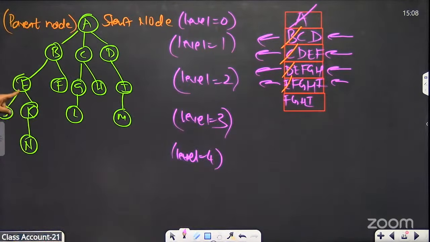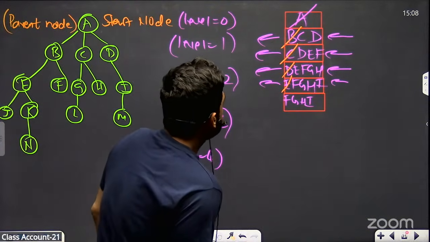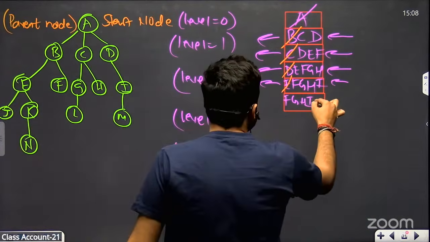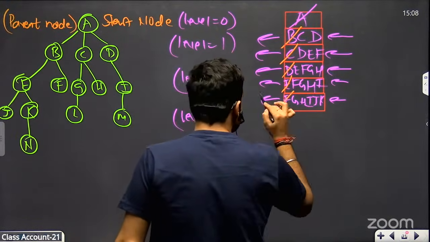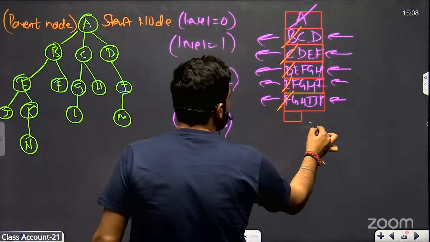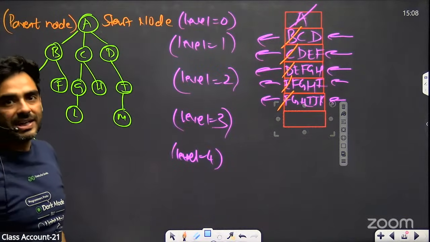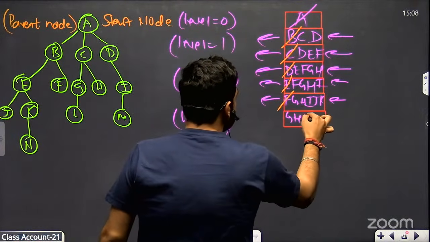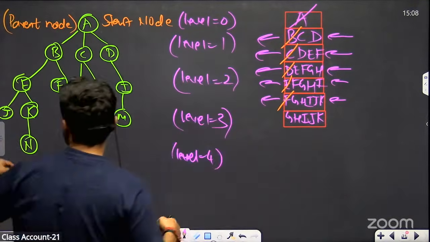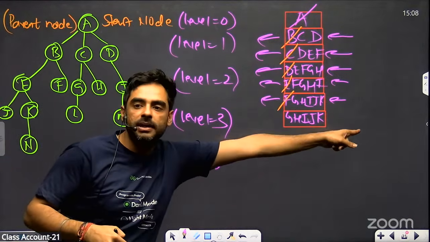E has how many children? E has again two children, J and K. Now I would be cutting F. I would be following the FIFO rule: whatever came first goes out first. So G, H, I, J, K. F has how many children? F has no child. So I won't be entering anything from that side.